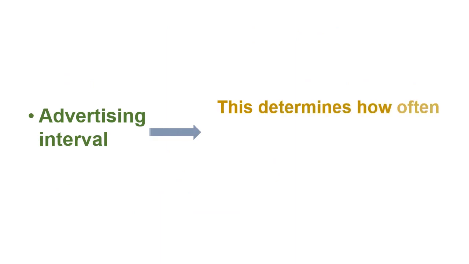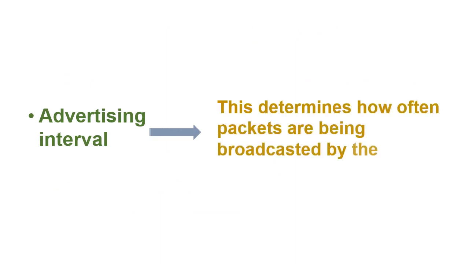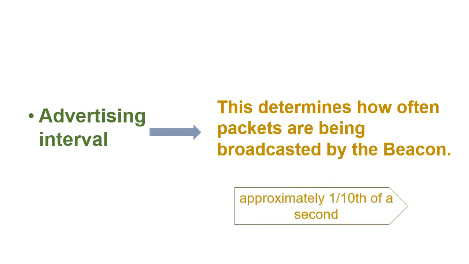The second term we want to know together is advertising interval. The advertising interval determines how often packets are being broadcasted by the beacon. The interval is approximately 1/10 of a second.